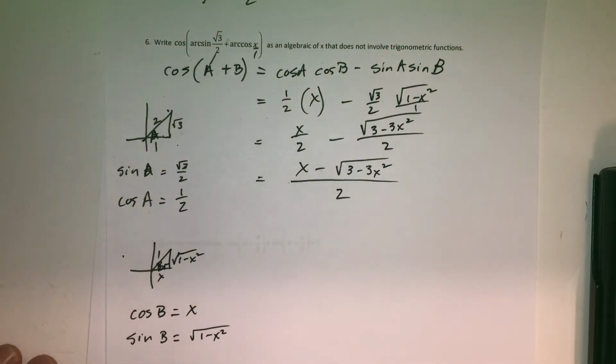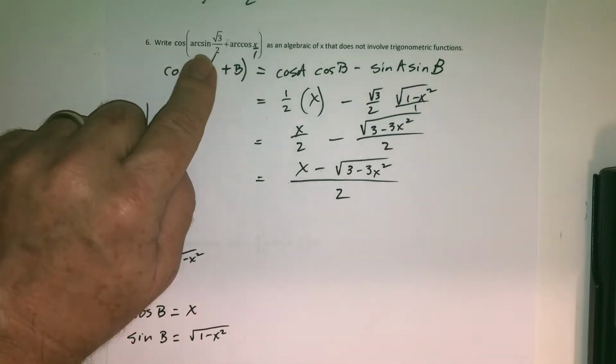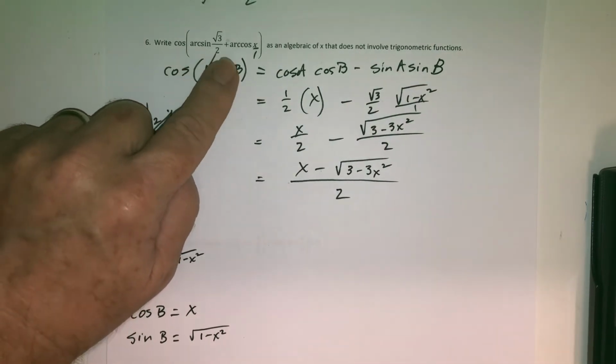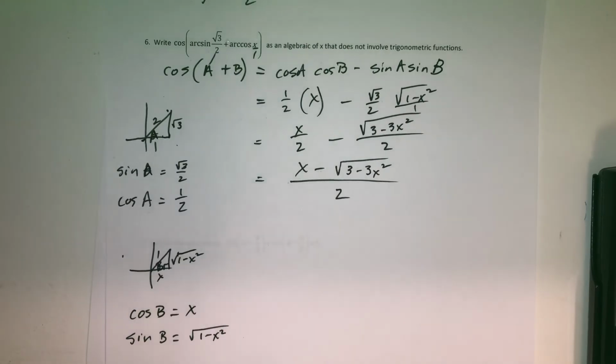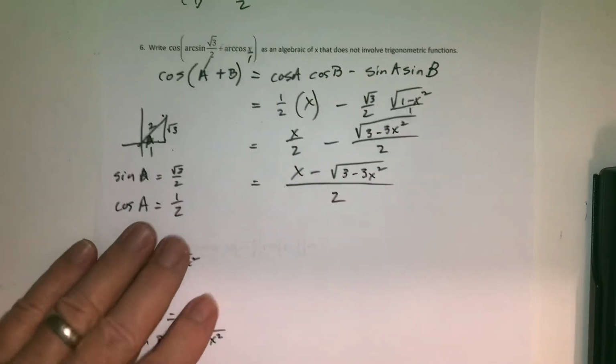And I have written the cosine of the arc sine of the square root of 3 over 2 plus the arc cosine of x as an algebraic expression of x that does not involve any trigonometric function. All right, let's turn the page. Let's go to example number 7.